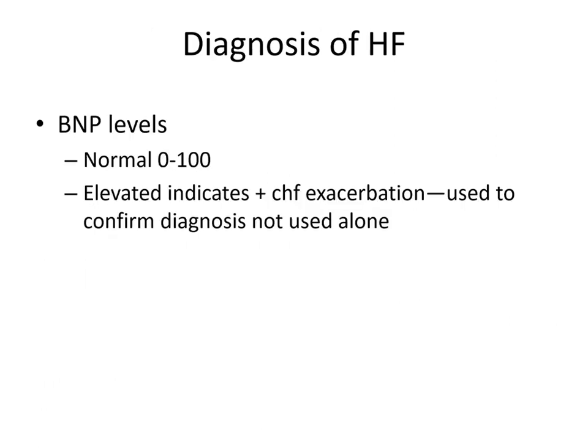Now, one thing that it didn't really cover is this lab that's called a BNP, brain natriuretic peptide. A normal level for a BNP is 0 to 100. And what we do is we draw this venous blood draw, and if the patient comes back greater than 100, then we can conclude that they have positive CHF exacerbation. So this is used to confirm the diagnosis.